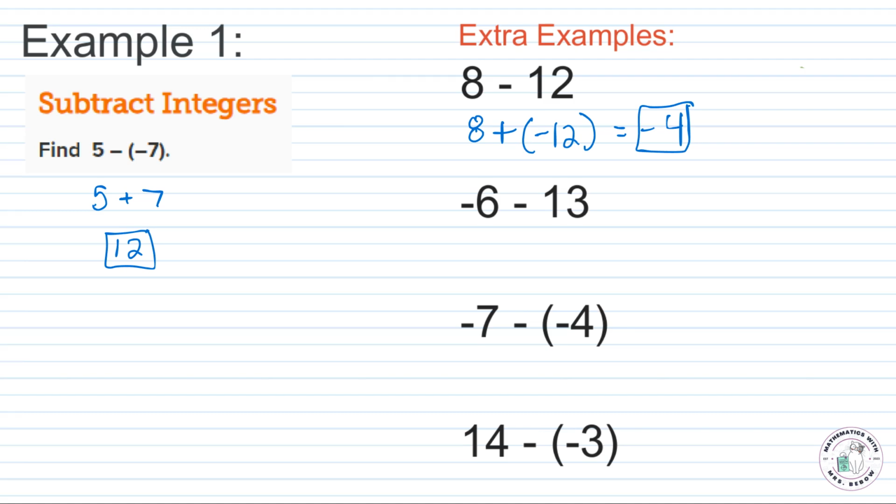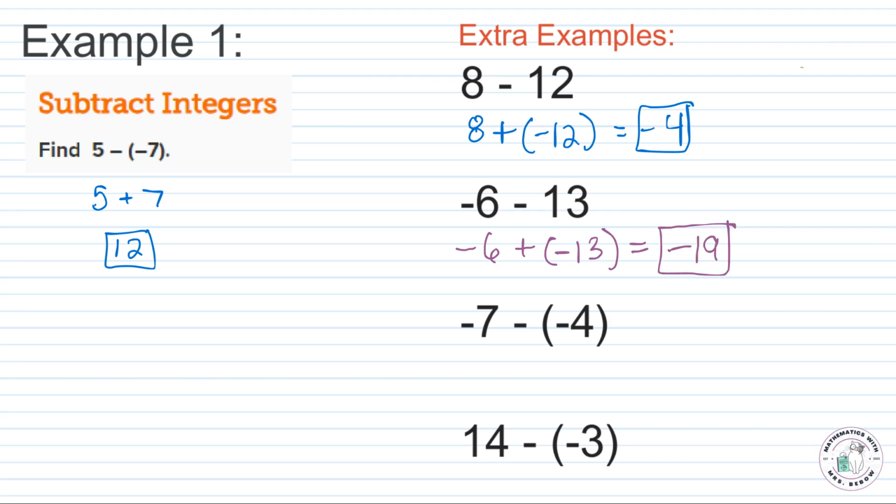All right, let's try the same idea on this next one. Negative 6 minus 13. Again, keep, change, change. So keep the negative 6 as negative 6. We're going to change subtraction into addition and then change the 13 into negative 13. So negative 6 minus 13 is the same exact thing as negative 6 plus negative 13. And our rule for adding integers, when we have the same sign, is we add like normal and keep the sign. And so we're going to get negative 19.